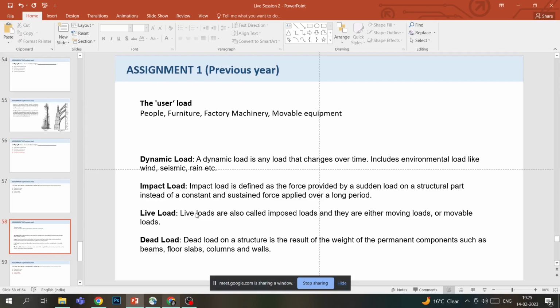Next is live load. They are also called imposed loads, and they are either moving loads or movable loads. And then dead load on the structure is the result of the weight of the permanent components of the structure, such as beams, floor slabs, columns, walls. So dead load is basically the weight of the structure itself. It is called dead load.